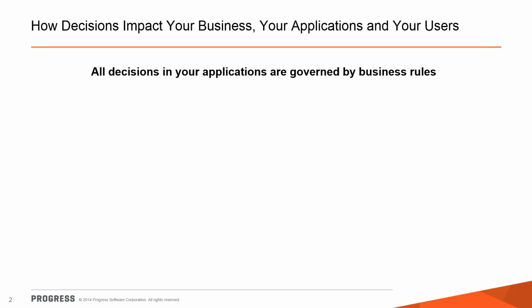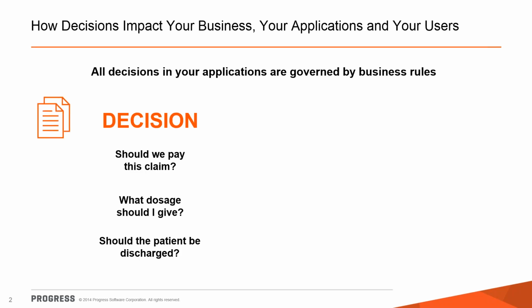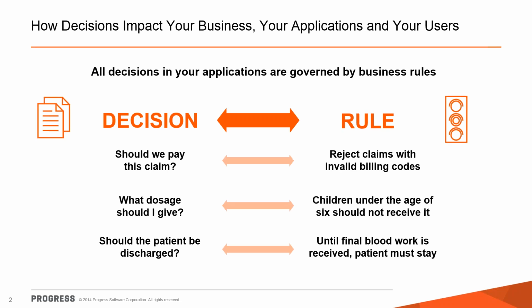I'm starting this one with the fact that no matter what application you're utilizing, everything is going to be governed by a decision. And every decision that you have is governed by business rules. So as you can see here, the decision is as simple as should we pay this claim, or what dosage am I going to give out? Should a patient be discharged? All of those have a rule that determines what the answer should be, whether it's yes or no. So for example, for paying the claim, if it has an invalid billing code, we have to reject it.